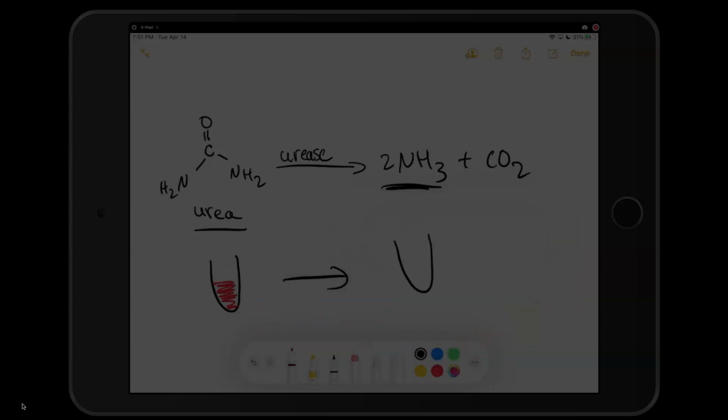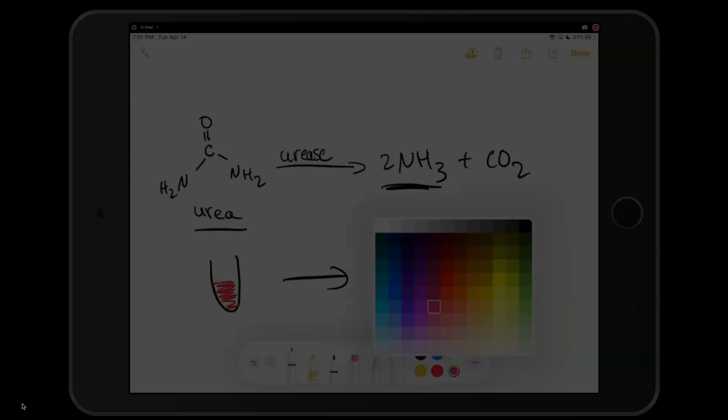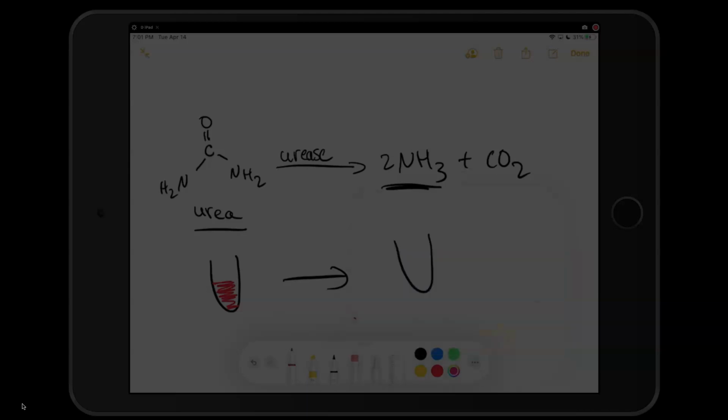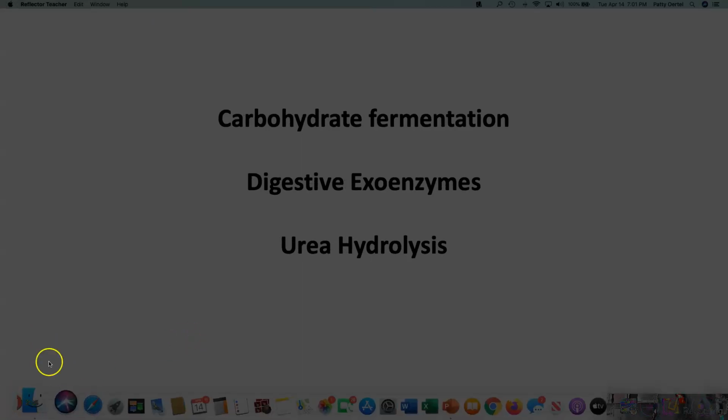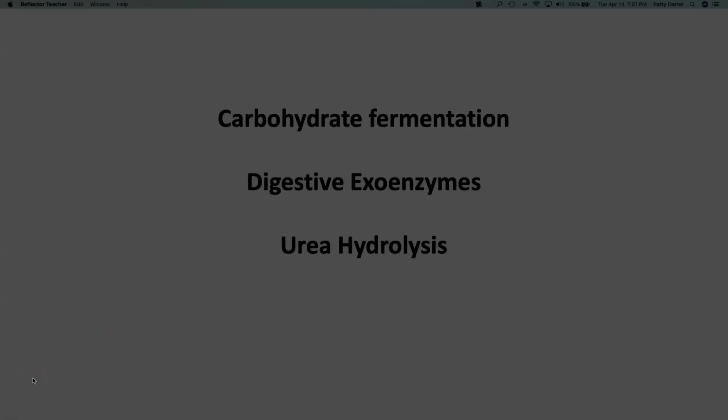And so what happens is, as a result, you would have this pink color, a reflection of an alkaline pH due to the production of urease, which breaks down urea and as a result releases ammonia. Those are your experimental results. That's what to expect for the urea test.